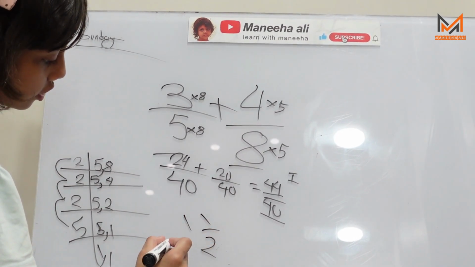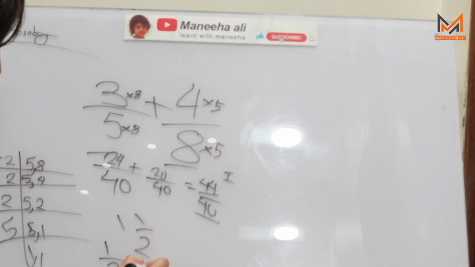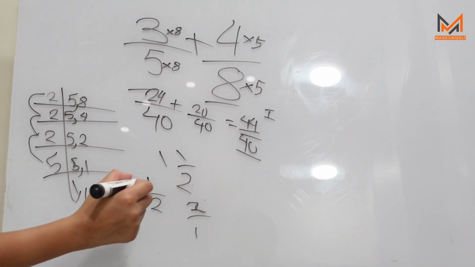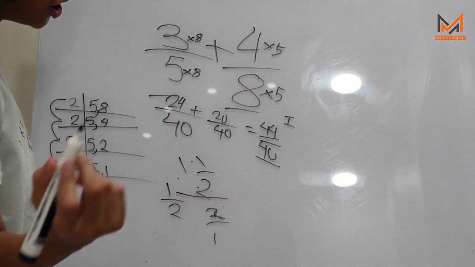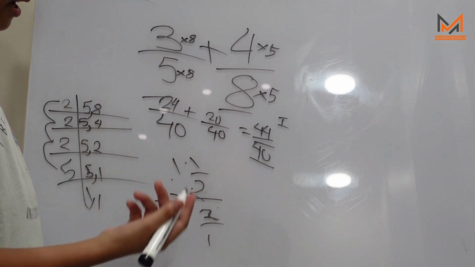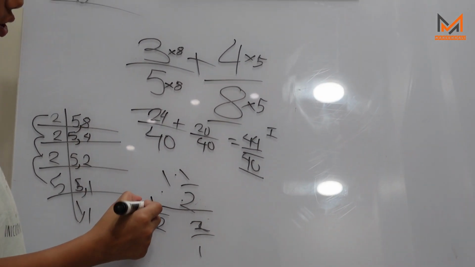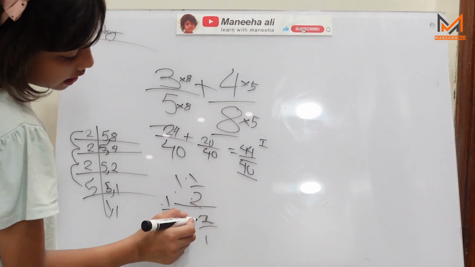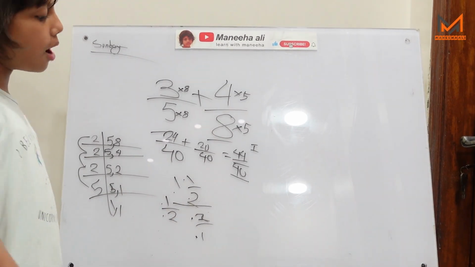This is called a mixed fraction. This is called a proper fraction. This is called an improper fraction. You can see in a mixed fraction there are 3 digits, and in a proper fraction the numerator is smaller than the denominator, and in an improper fraction the numerator is bigger than the denominator.